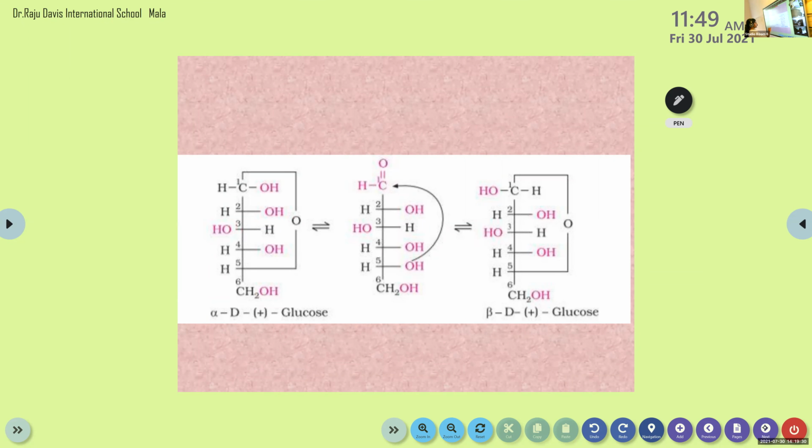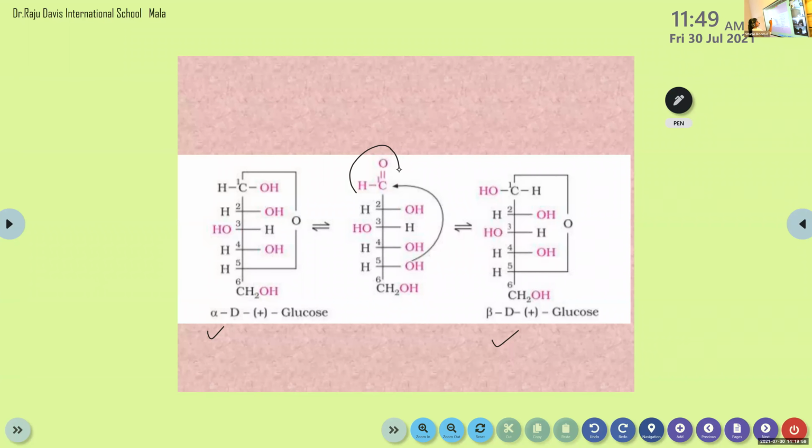Then this is the cyclic form of glucose. And I told you it exists in two forms. This is the alpha form and this is the beta form. And they are in equilibrium with the open chain structure. The similar image is in your textbook, page number 415. Here you can see that there is one CHO group in the second structure, right. In the first and second one, in the form of the cyclic ring, this CHO group is absent here, right.